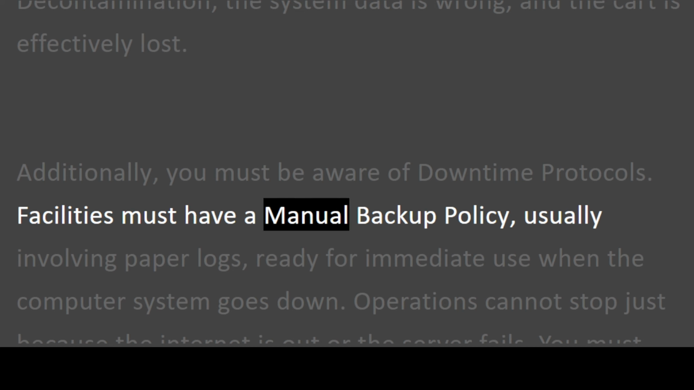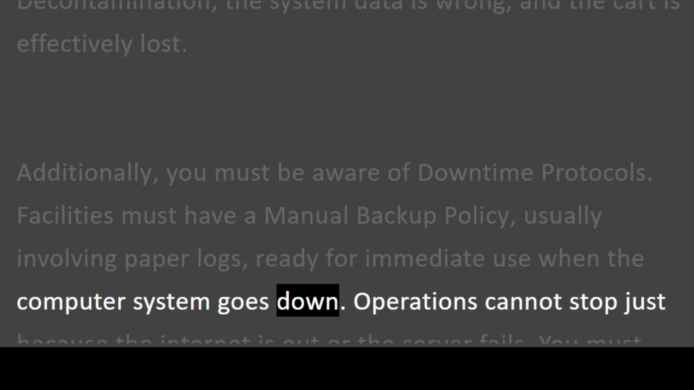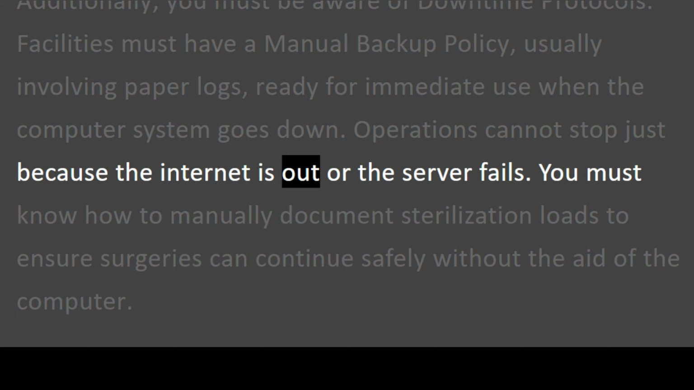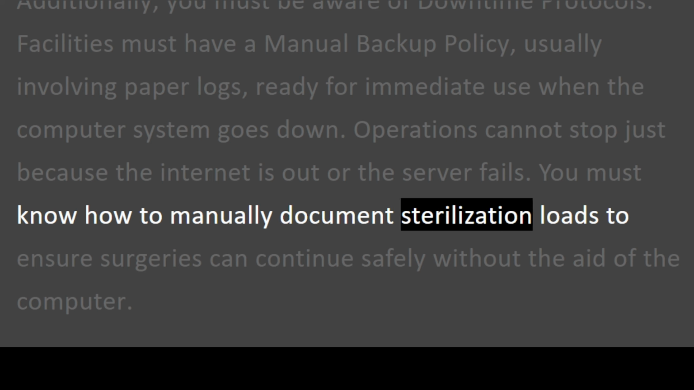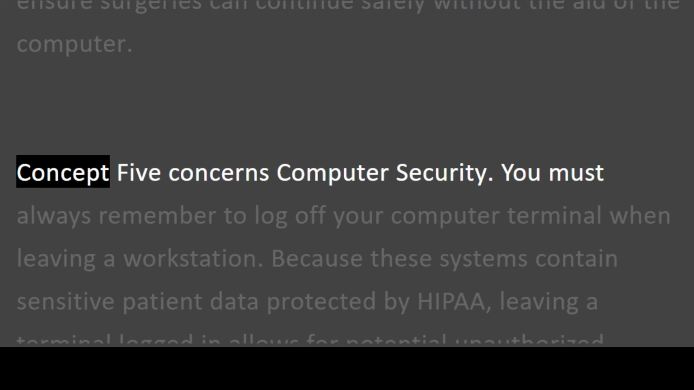Facilities must have a manual backup policy, usually involving paper logs, ready for immediate use when the computer system goes down. Operations cannot stop just because the internet is out or the server fails. You must know how to manually document sterilization loads to ensure surgeries can continue safely without the aid of the computer.